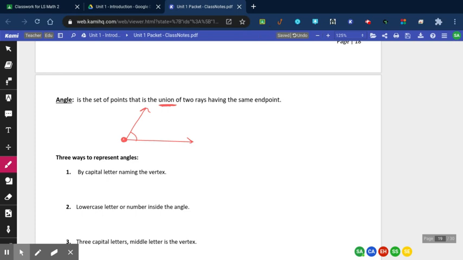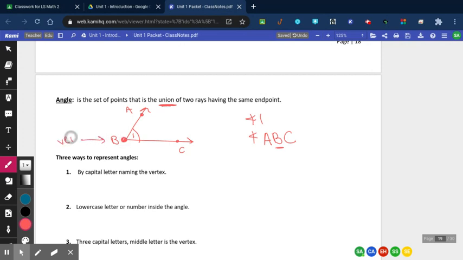There are different ways to notate an angle. Sometimes you will see a number in the little angle arc, so we could call this angle 1. Or if there are 3 points on an angle, you would notate this as angle ABC, where the middle letter is the vertex. This is the vertex. Anytime I use the word vertex, you're thinking about that middle point on your angle that your 2 rays come off of.